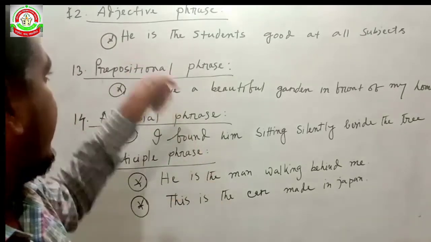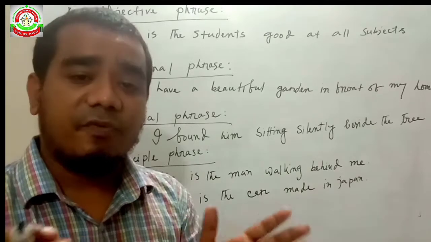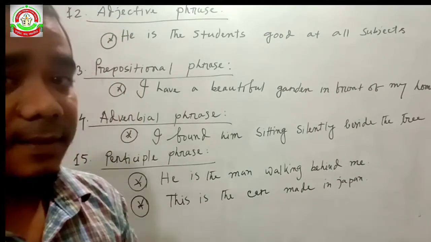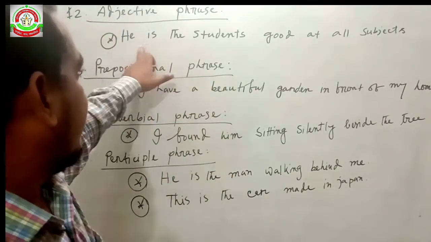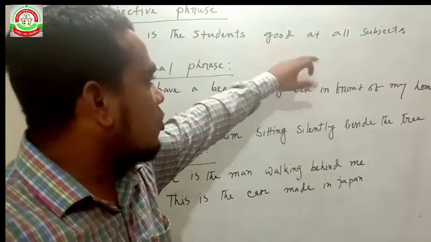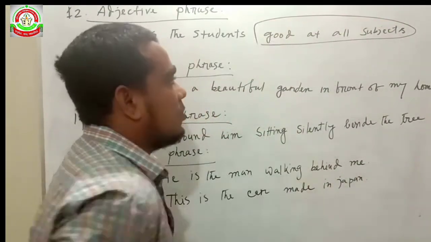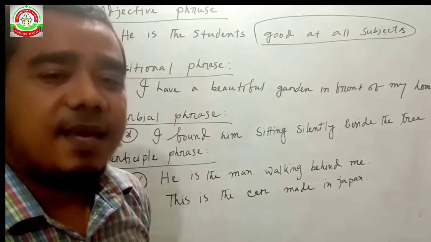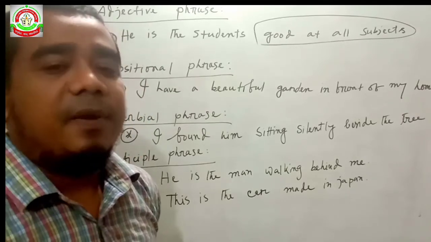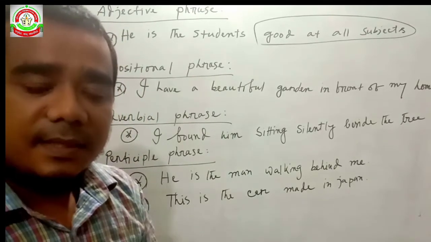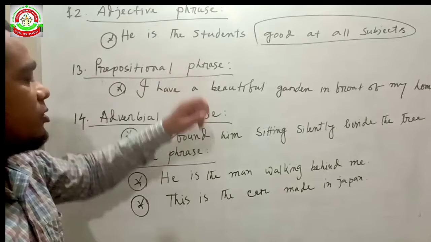Firstly, the adjective phrase. When a combination of words, a phrase, acts like an adjective, then it is called an adjective phrase. Let's see the sentence. He is the student good at all subjects. Here, good at all subjects is an adjective phrase. In a word, when a phrase plays the role of an adjective in a sentence, it is called an adjective phrase.